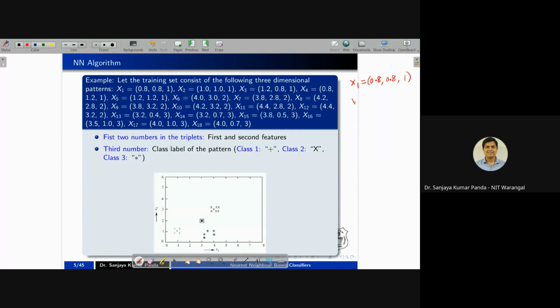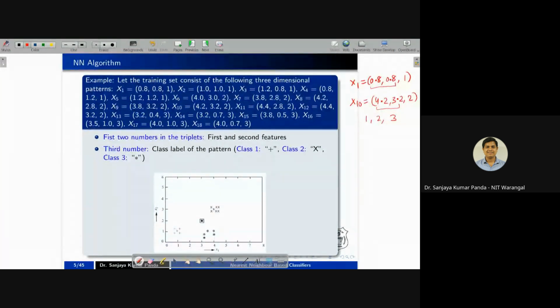Similarly, if you go for x10, x10 is equal to, let's say, 4.2, 3.2 and 2. It indicates that the x coordinate of x10 is 4.2 and the y coordinate is 3.2, and the class level of x10 is 2, and so on, right? The first 2 numbers represent that it is 2 dimensional, and the third represents the class level. You can see there are 3 class levels here: one is 1, another is 2, another is 3. If we consider the class level too, it is 3 dimensional; otherwise it is 2 dimensional.